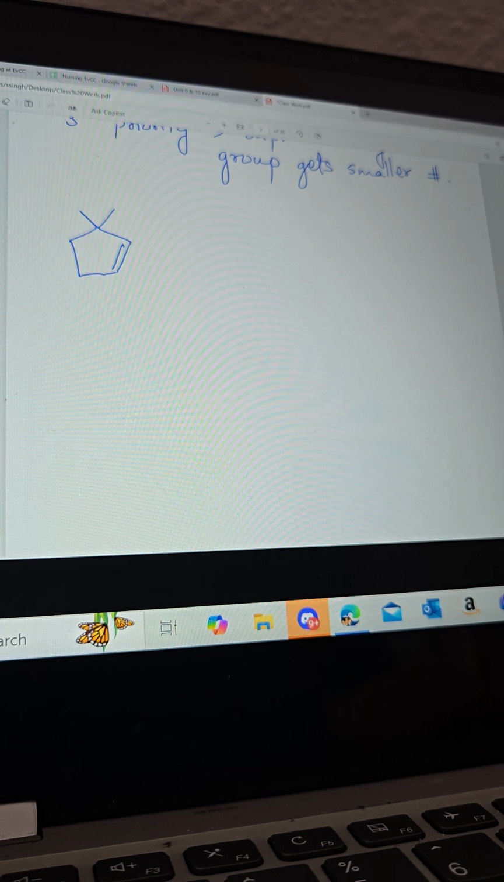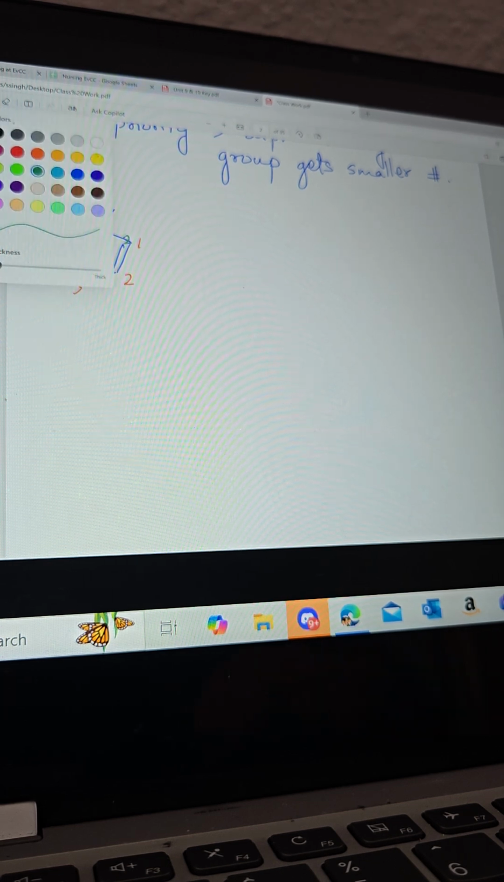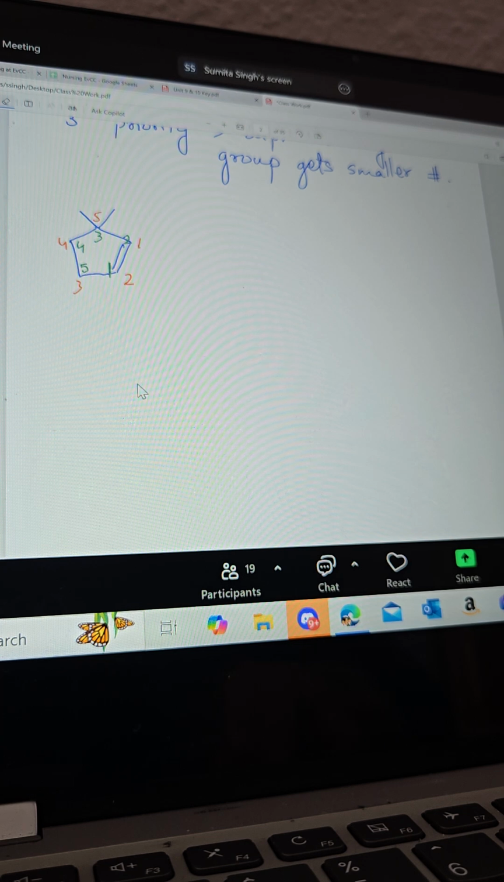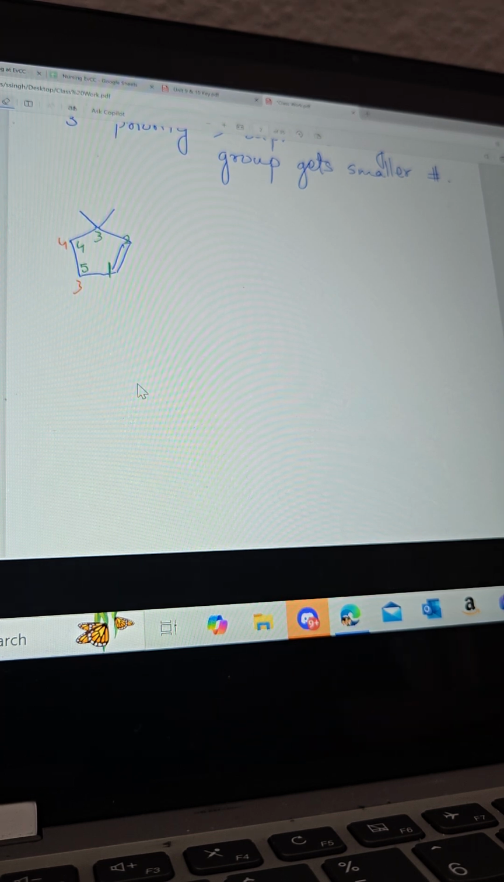So we have two options here. We can start with the double bond, 1, 2, 3, 4, 5, or we could start with the double bond in the other direction. Start here, 1, 2, 3, 4, 5. Which is a better option, the orange or the green? I think the green would be better because the branches are on the smaller number. Good. So we all agree that orange is not a good option.